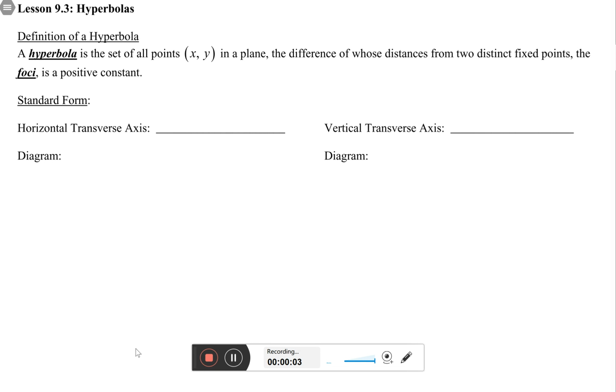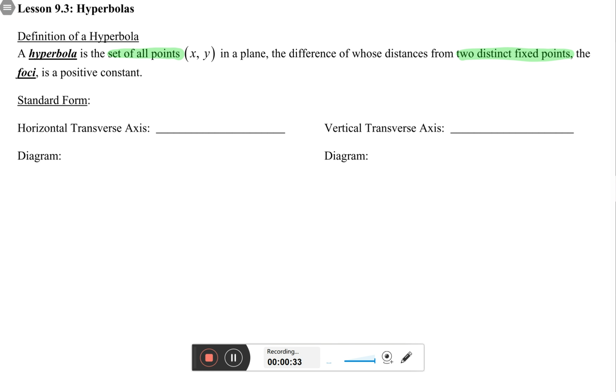Lesson 9.3 is hyperbolas. The definition of a hyperbola is also a locus of points. So again, set of all points is the same thing as saying a locus of points in a plane, the difference of whose distances from two distinct fixed points, these 2 points are called the foci, is a positive constant. In a hyperbola, we have 2 foci. The foci are going to be in the inside of each of the 2 branches.